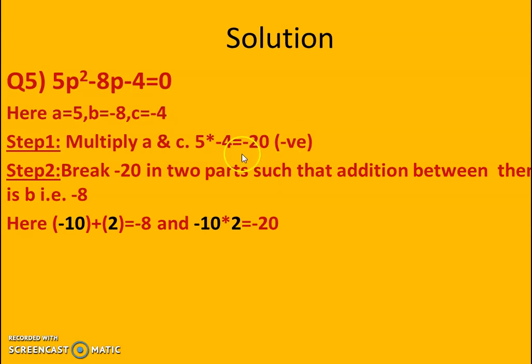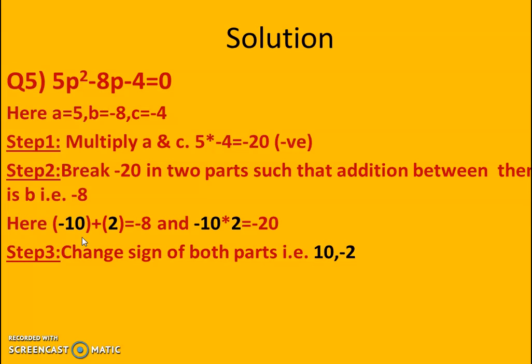So we need to break this minus 20 in two parts such that addition between them must be equal to value of b, and here in this case value of b is minus 8, right? So 10 into 2 will give you 20, and when we add minus 10 and 2 it will give minus 8, right? Because after multiplication we got negative number, so one part must be negative, right? So here in this case 10 is negative, right? Because we need to get minus 8.